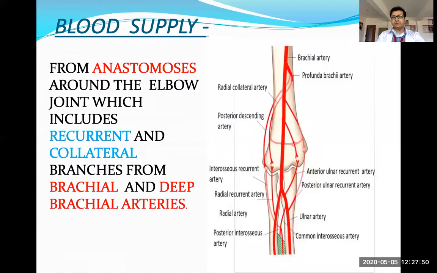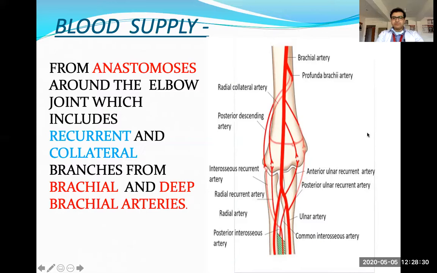Now come to the more important content, that is blood supply of the elbow joint. So blood supply of elbow joint is from anastomosis around the elbow joint, which includes recurrent and collateral branches from brachial and deep brachial arteries. You can see over here in diagram, brachial artery divided into profunda brachii artery, and it gives two branches, radial collateral artery and posterior descending artery, which anastomose over here on the lateral side with radial recurrent artery and interosseous recurrent artery.